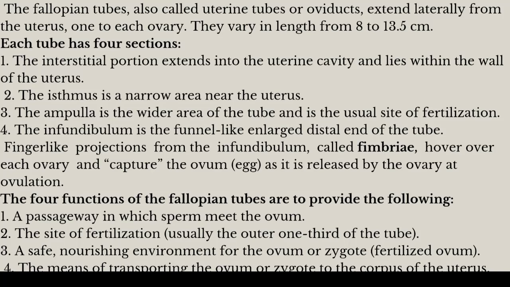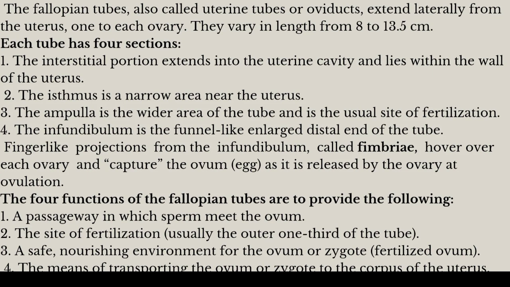The next that we will be discussing is the fallopian tubes. The fallopian tubes, also called uterine tubes or oviducts, extend laterally from the uterus, one to each ovary. They vary in length from 8 to 13.5 centimeters. Each tube has four sections.